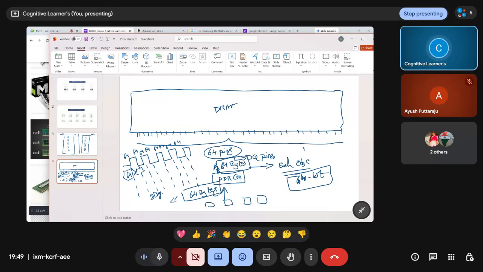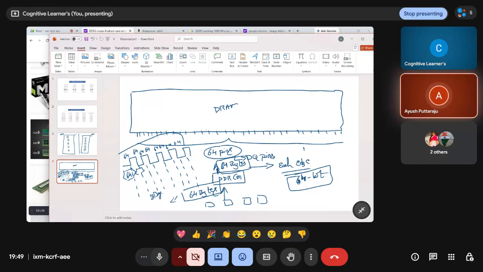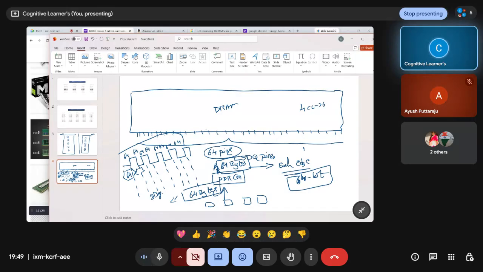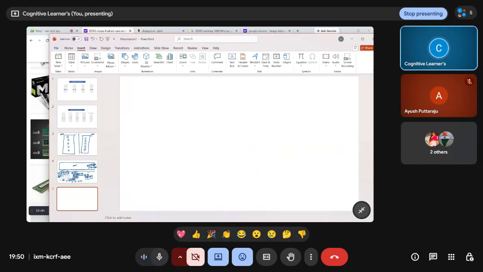How many clock cycles are needed? Anyone guess? 4. 4 clock cycles are enough to send 64 bytes of data, because each edge can send 64 bits, times 8, nothing but 64 bytes. Each edge means neg edge and pos edge. That is the first scenario. Next we come to the DDR part.